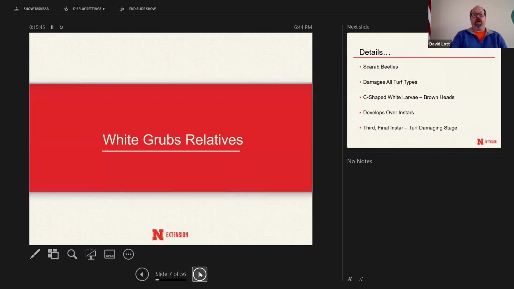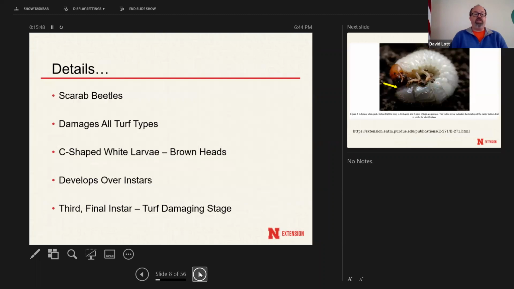Okay, so let's talk about the white grubs. They're all relatives. They're all types of scarab type beetles. They damage all types of turf. They are a C-shaped white larva with brown heads. They develop in what we call an instar, which are developmental stages where they will grow from the smallest to the largest stage. Your largest stage, largest instar, is when they are closest to the surface of the soil, where they are chewing on plant roots and killing plants off and causing damage.